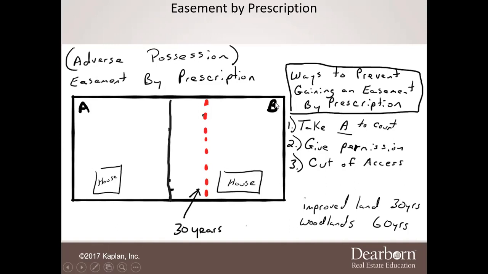How could lot owner B prevent that from happening? Well, one, they could take lot owner A to court to get them to remove the fence, or they could give them permission to use that land, or they could cut off their access by putting a fence where it actually belongs, right on the property line, and then get them to remove that fence off of their property. But you never know. It could have been a previous owner of lot owner B that put that fence up. They just put it inside the property line, trying to be a good neighbor.